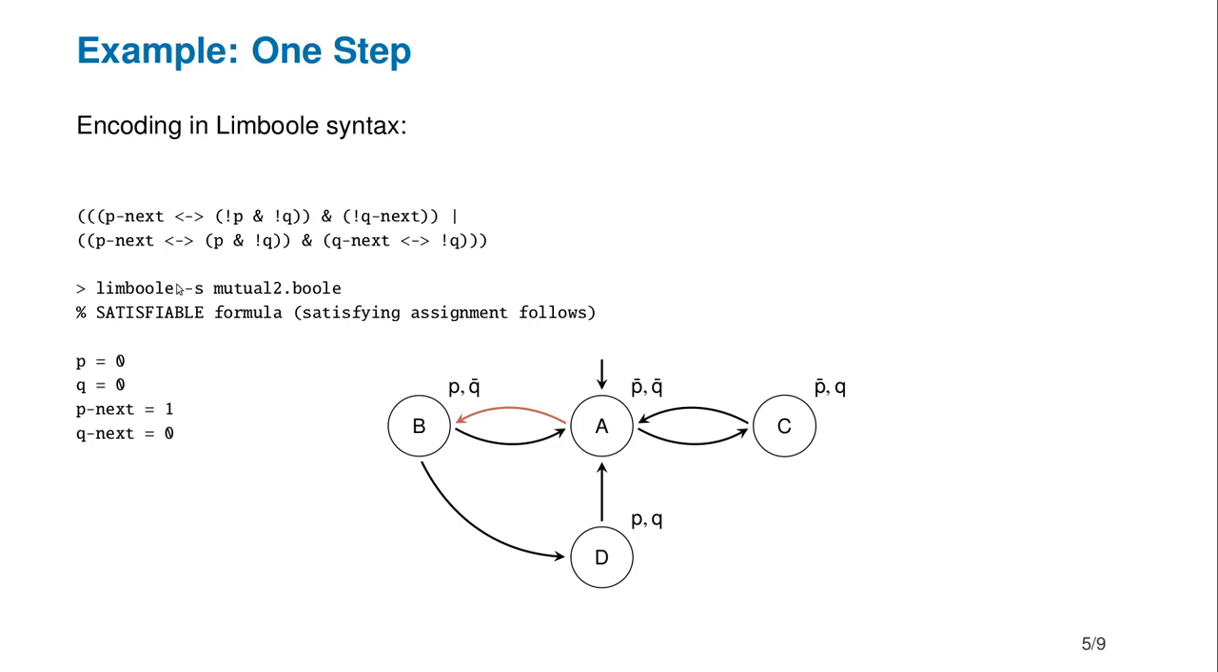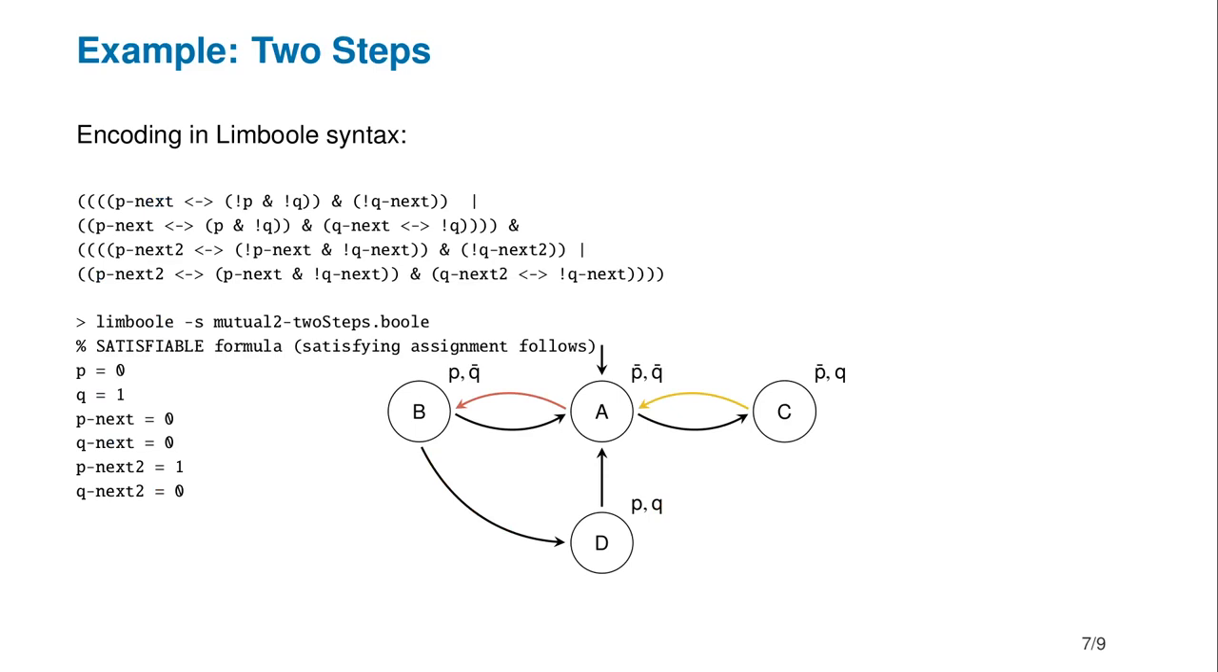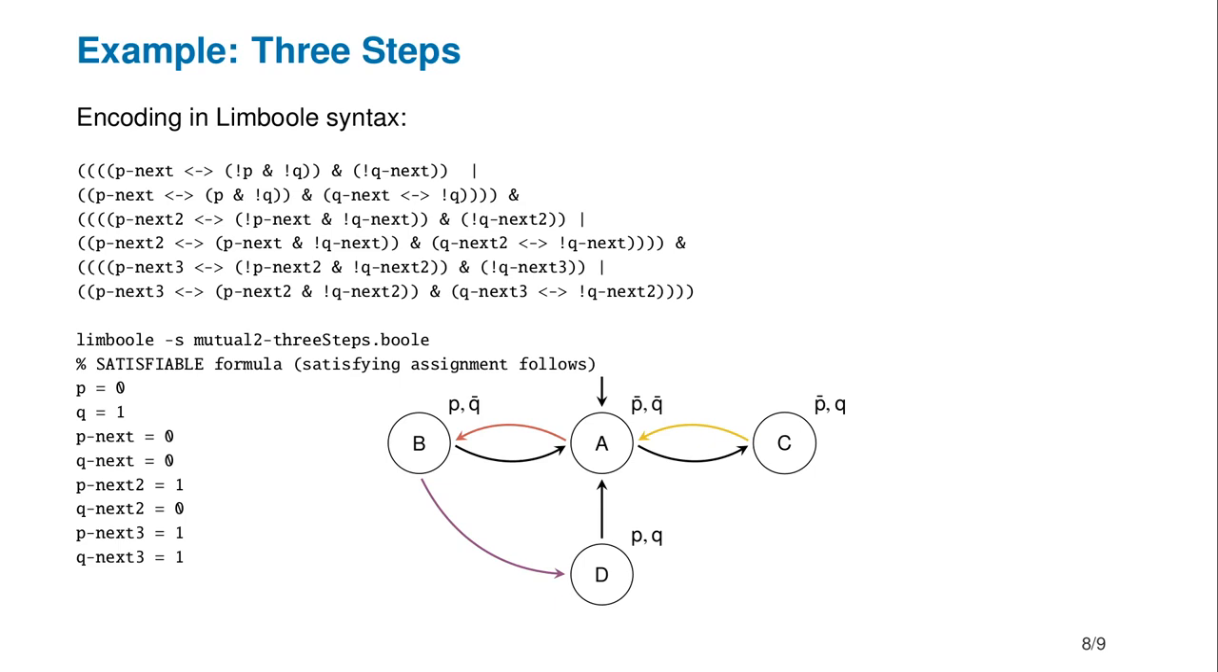In the case of satisfiability checking, we call it with the minus S option, and then we check satisfiability. And this is the encoding to SAT. If we want to do two steps, we have to copy this formula representing the transition relation and introduce new variables for representing the state at time point 2. So we have variables for states at time point 0, state variables for time point 1, and state variables for time point 2. This is encoded respectively with Limboole, and we have seen how to do two or three steps with Limboole. Here I have now doing three steps.